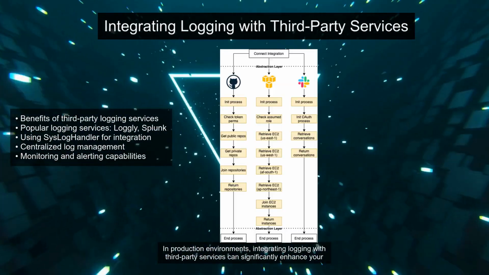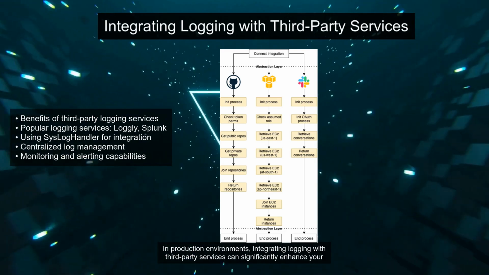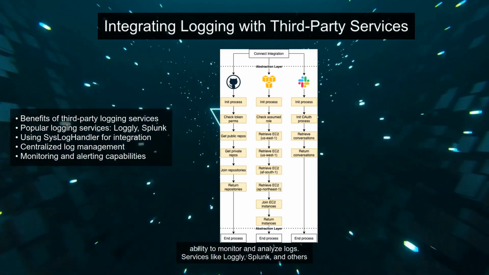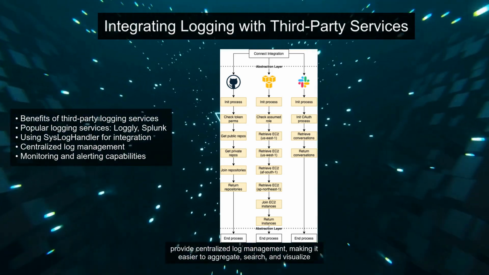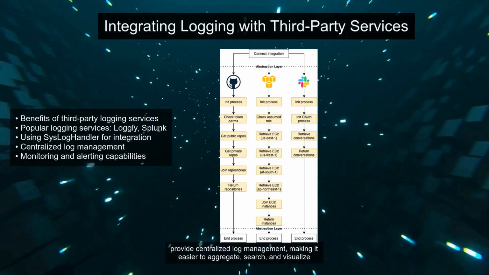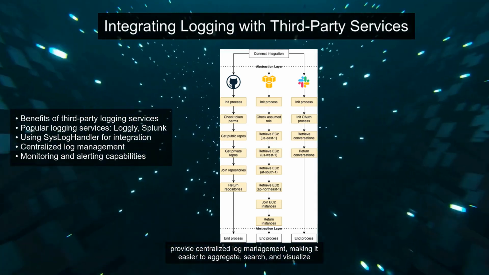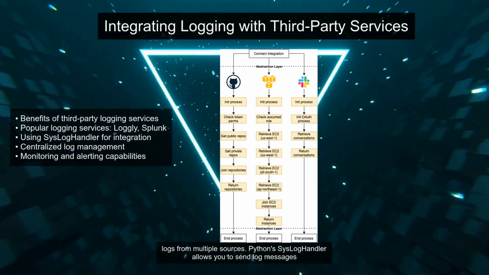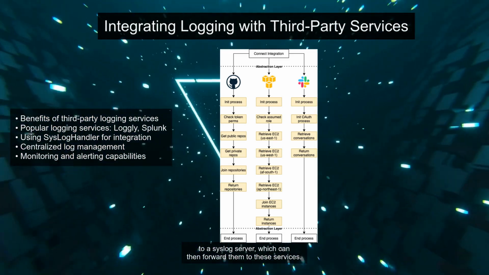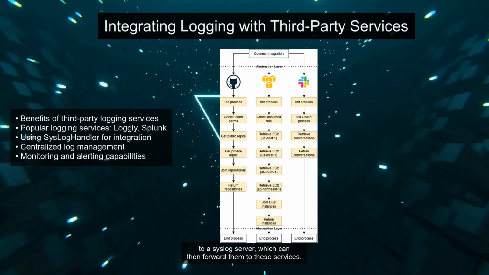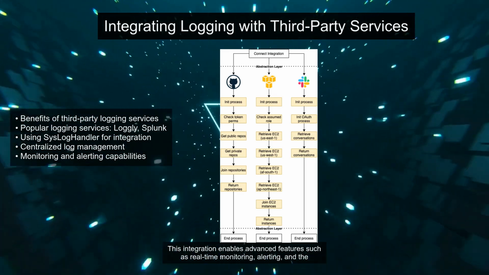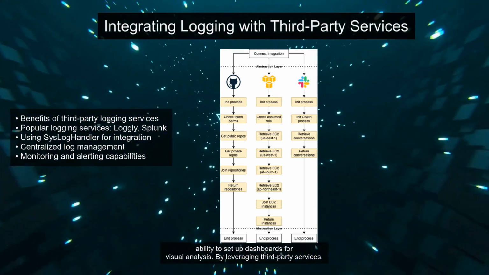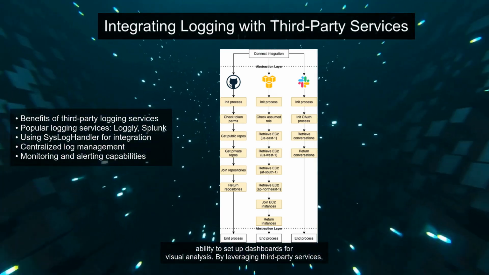In production environments, integrating logging with third-party services can significantly enhance your ability to monitor and analyze logs. Services like Loggly, Splunk, and others provide centralized log management, making it easier to aggregate, search, and visualize logs from multiple sources. Python's SysLogHandler allows you to send log messages to a syslog server, which can then forward them to these services. This integration enables advanced features such as real-time monitoring, alerting, and the ability to set up dashboards for visual analysis.